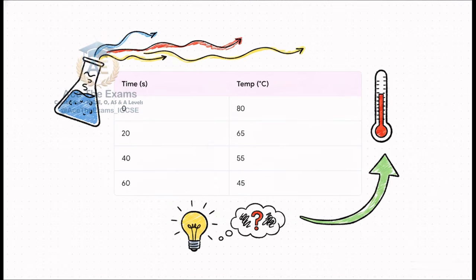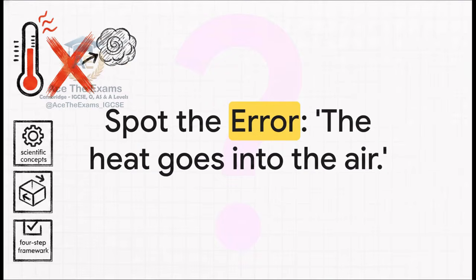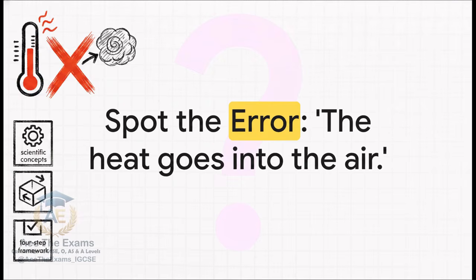And you know, without a system, most students will just look at this and write down the very first thing that pops into their head. Which leads us directly to this terribly common answer. The heat goes into the air. I want you to spot the error here. Why would a Cambridge examiner look at this vague sentence, immediately cross it out, and award absolute 0 marks?